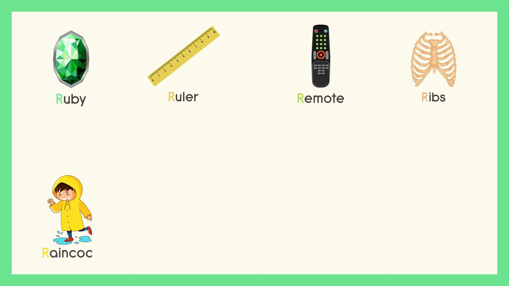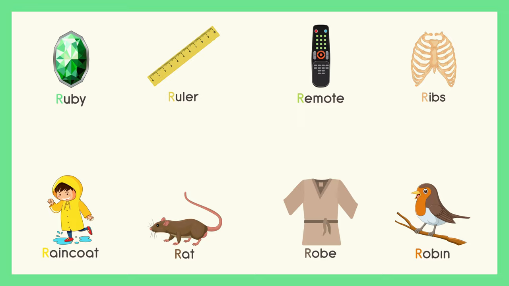Ruby. Ruler. Remote. Ribs. Raincoat. Red. Rope. Robin.